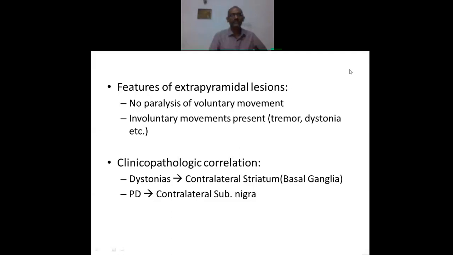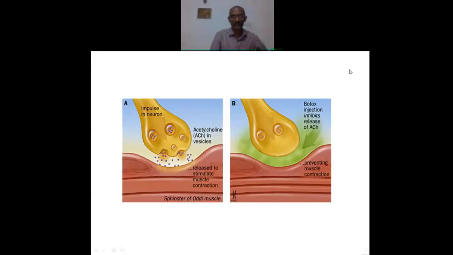If there are extrapyramidal lesions, there is no paralysis of voluntary movements, but more of tremor, etc. And the clinical correlation is for dystonia and Parkinson's, where there are different types of voice and speech problems, and so this would need speech therapy. Now, what is this picture showing? This is, of course, a very basic picture from your first year physiology. That is what is happening at the neuromuscular junction. Acetylcholine is released. And why am I showing it here?